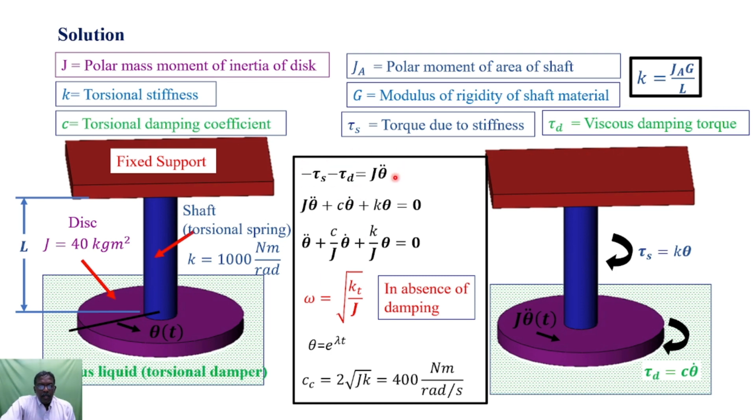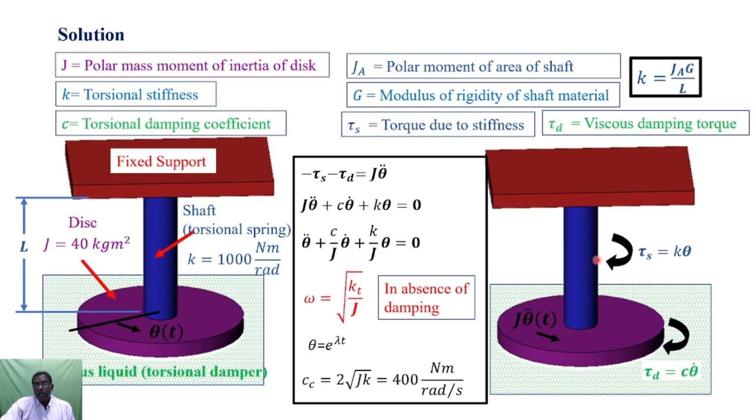This is the equation of motion of the system: minus tau s, that is the twisting force due to the spring element shaft, minus tau d, the twisting force due to the damping element, that is viscous liquid, is equal to inertia force J theta double dot. J is polar moment of inertia and theta double dot is angular acceleration, which is shown here on the right side. The free body diagram of the system in force equilibrium is shown here.